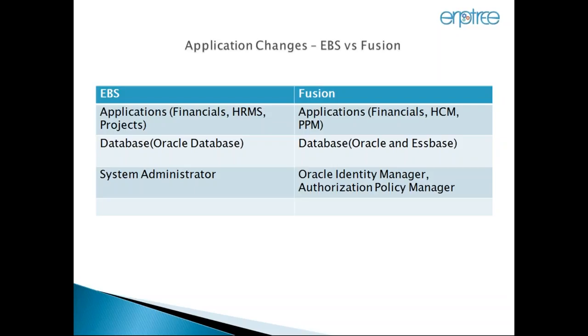The database used to be the Oracle database in case of EBS, but here it is Oracle Essbase. Essbase is again a new technology which has been adopted for our Fusion applications. It stores the data in groups, the way we have tables in an Oracle database. The same way we have cubes, which store and retrieve the data in case of Essbase. Wherever it is required, mainly in some financial applications or financial reporting, Essbase is used, which is an integrated database with the Fusion application.